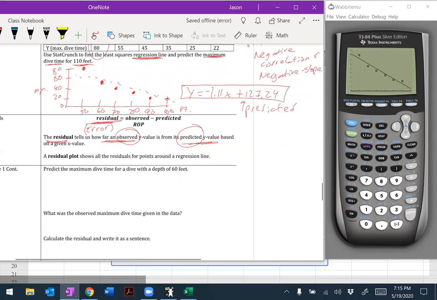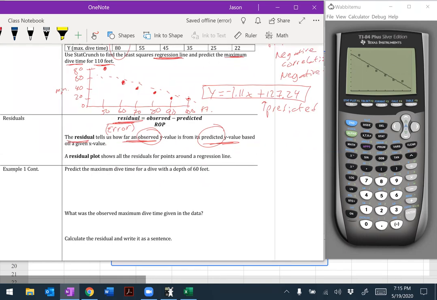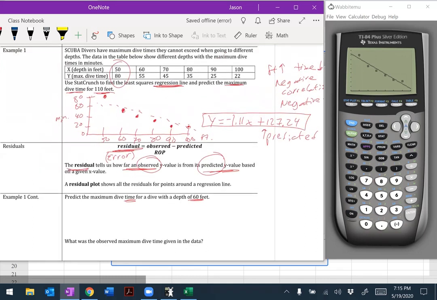Okay, example 1 continued says, predict the maximum dive time for a depth of 60 feet. Well, how can I use the line of best fit to predict the dive time? So what is the equation? What's the y? The y is the dive time, right? So y, which is dive time, is equal to negative 1.11 times x. And what's x? x is the depth, plus 127.24.